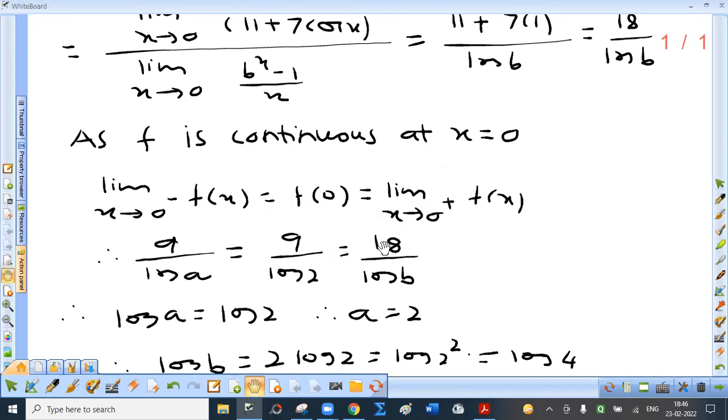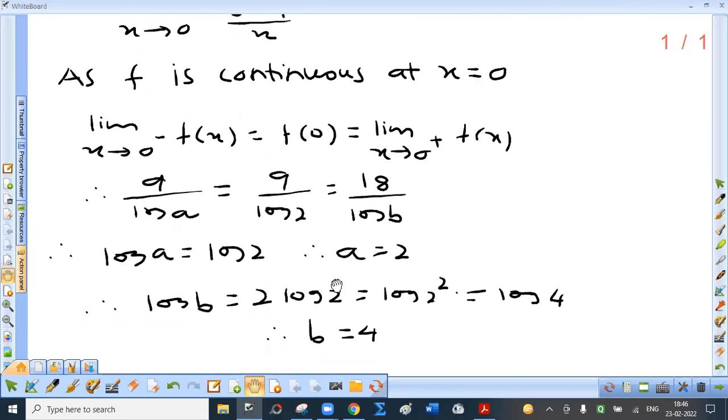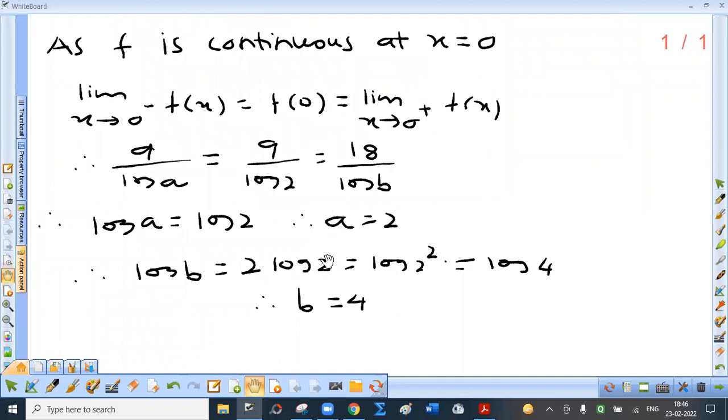Now this is 9, this is 18. So this is 1 upon log 2 is 2 upon log b. So log b is 2 log 2, that is log of 2 square, that is log 4. So b equal to 4. Actually, we should write the answer separately: a equal to 2 and b equal to 4.